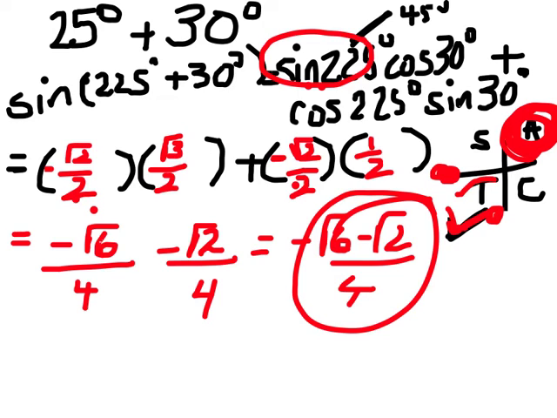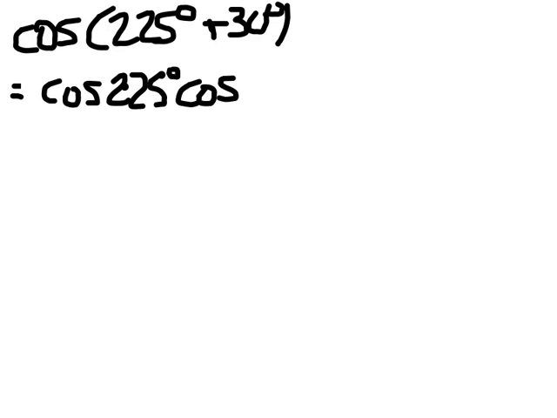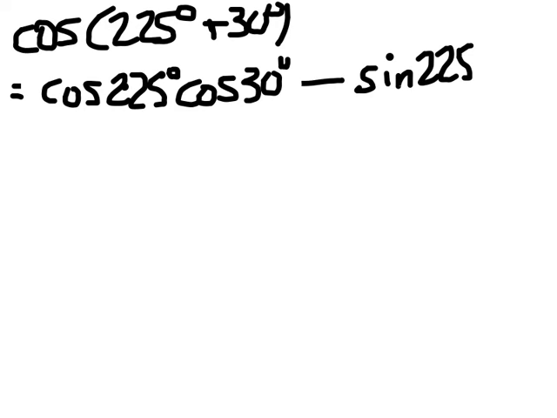Cosine. We'll just go to a different page for each one. Cosine of 225 degrees plus 30 degrees. And if I go look that up, which I'm going to do so that I don't mess up some sign or issue on it, that's the one where you take the cosine of both of them. And then when you're adding them, you actually subtract, which is a little weird, and then you take the sine of both of them.